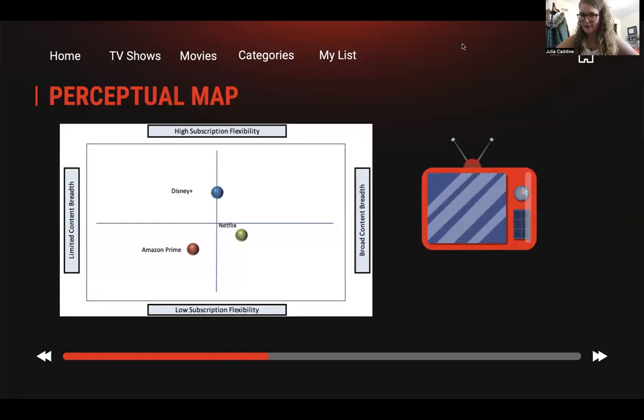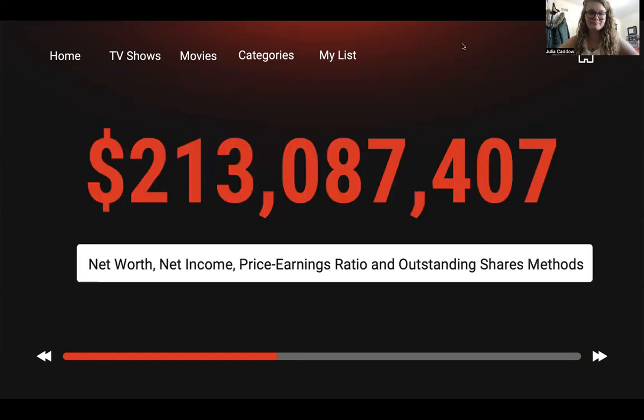Next, we have the perceptual map. This maps viewers and customers' perceptions of both Netflix compared to its competitors, Disney Plus and Amazon Prime. It's based on 2 different factors. First is subscription flexibility. Second is content breadth or diversity. As we can see here, Disney Plus does have the highest subscription flexibility, with Netflix in second place, but Netflix does have the most diverse content, giving it a good position on the perceptual map.